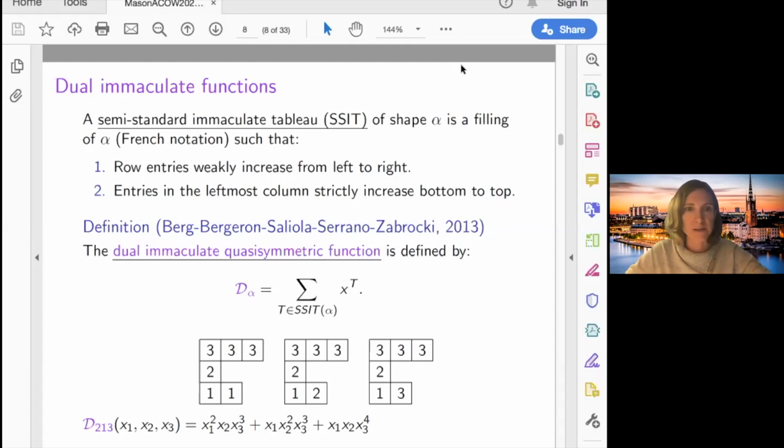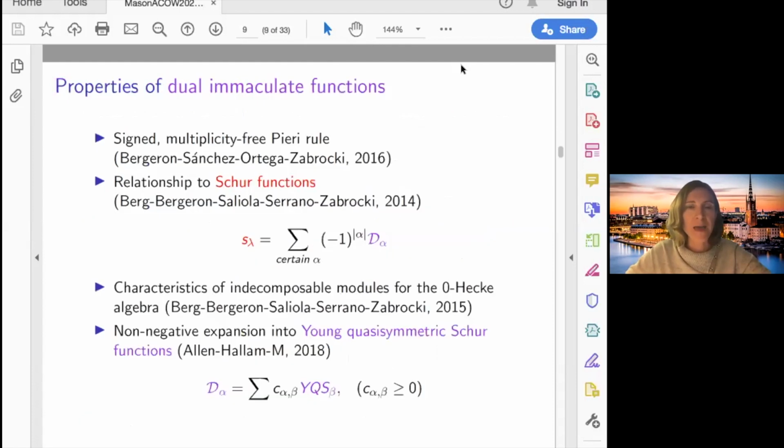And so here's an example. And some of the nice properties of these dual immaculate quasi-symmetric functions: they have a signed multiplicity-free Pieri rule. There you can expand Schur functions into not positive sums, but into signed sums of dual immaculates. They have a representation theoretic meaning, and they also expand into positive sums of Young quasi-symmetric Schur functions.